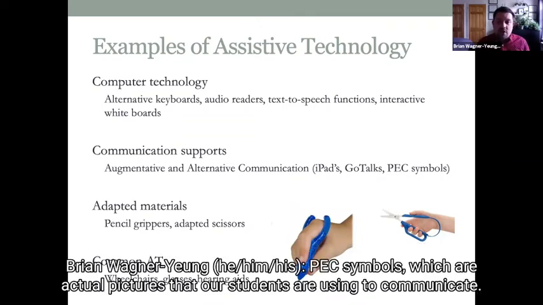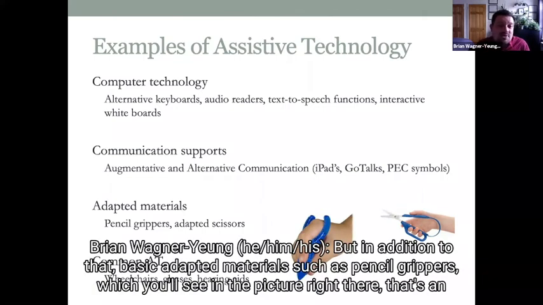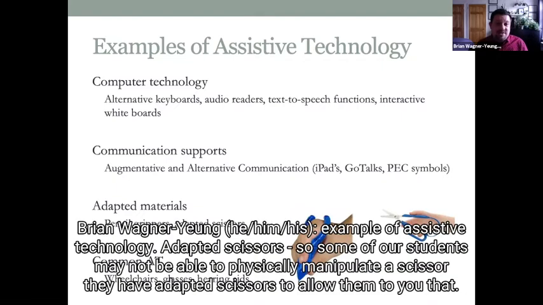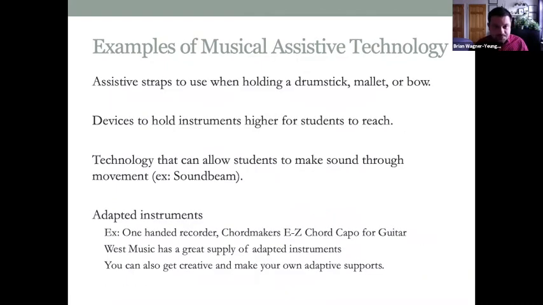PECS symbols, which are actual pictures that our students are using to communicate. But in addition to that, basic adapted materials such as pencil grippers, which you'll see in the picture right there, that's an example of assistive technology. Adapted scissors. So some of our students may not be able to physically manipulate a scissor. They have adapted scissors to allow them to use that. And common assistive technology that many of our students use in their day-to-day lives: wheelchairs, glasses, and hearing aids.